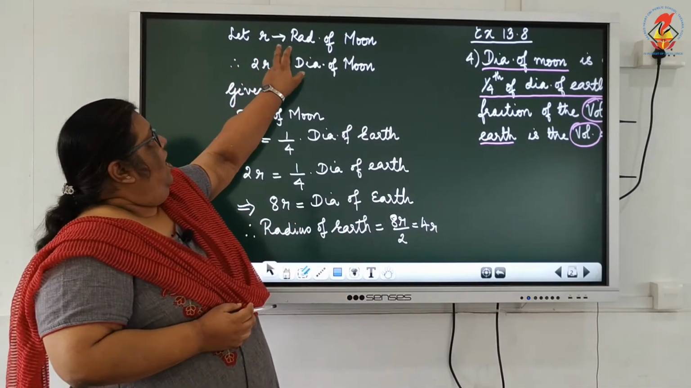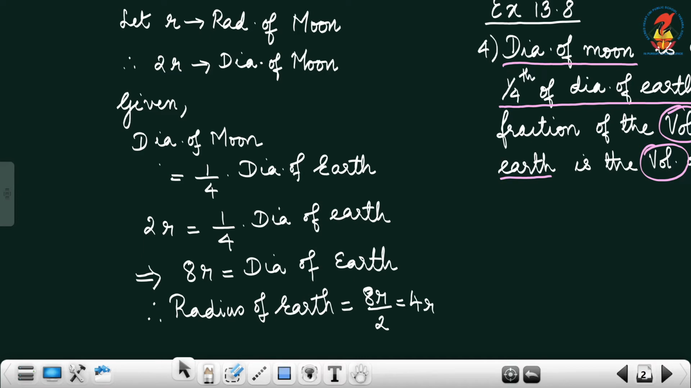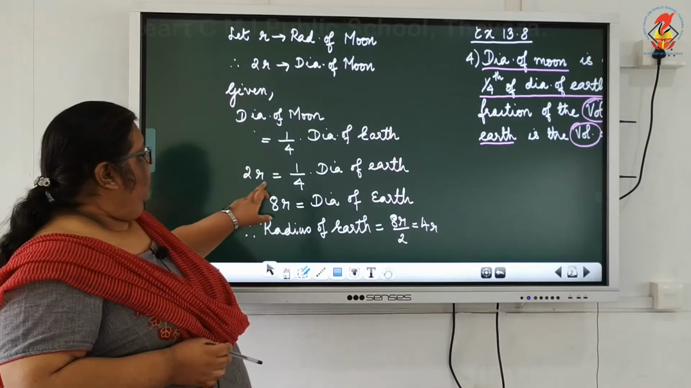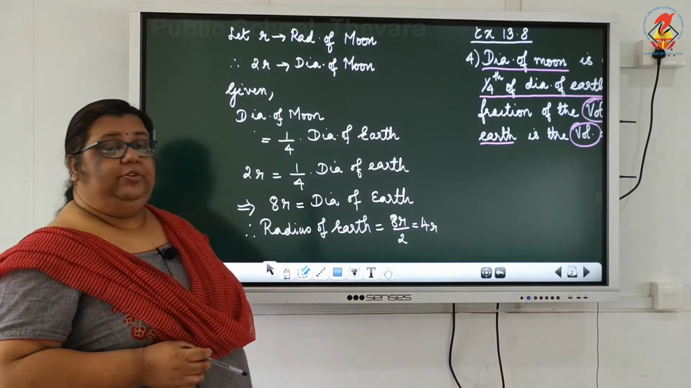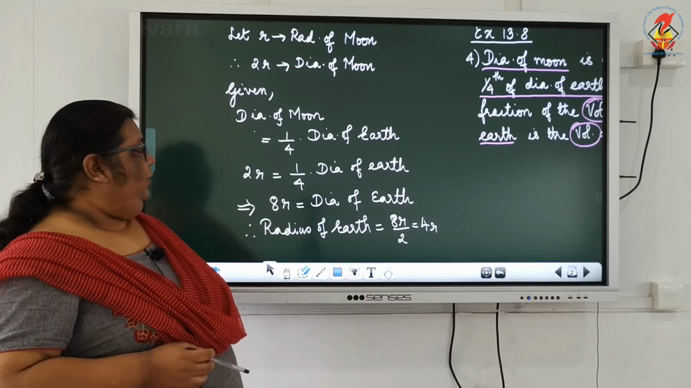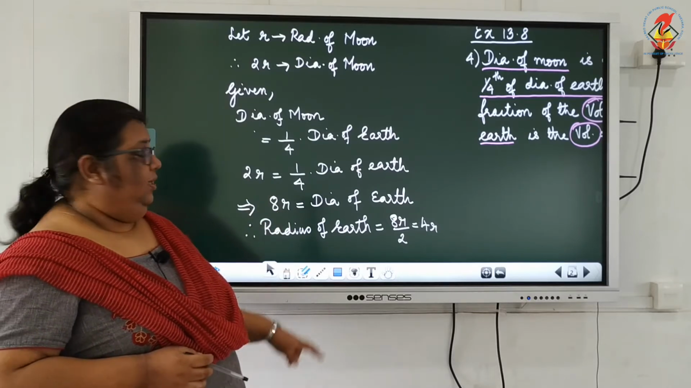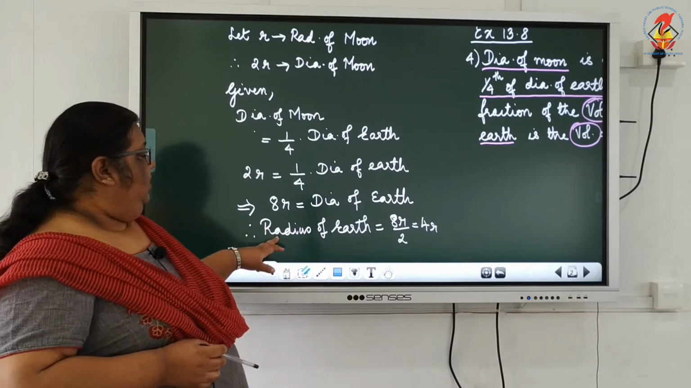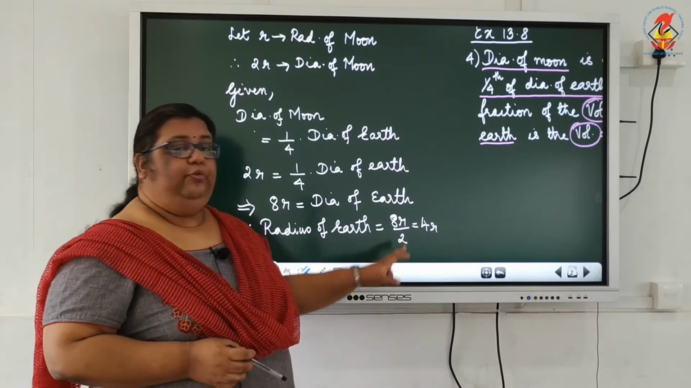Let r be the radius of the moon. If r is the radius of the moon, then diameter of the moon will be twice the radius, 2r. Also it is given in the question that diameter of the moon equals 1/4 the diameter of the earth. What was the diameter of the moon? 2r is equal to 1/4 into diameter of the earth. When you cross multiply, children, what will you get? 4 into 2r is equal to 8r, which is the diameter of the earth. If you know the diameter of the earth, radius of the earth will be 4r.